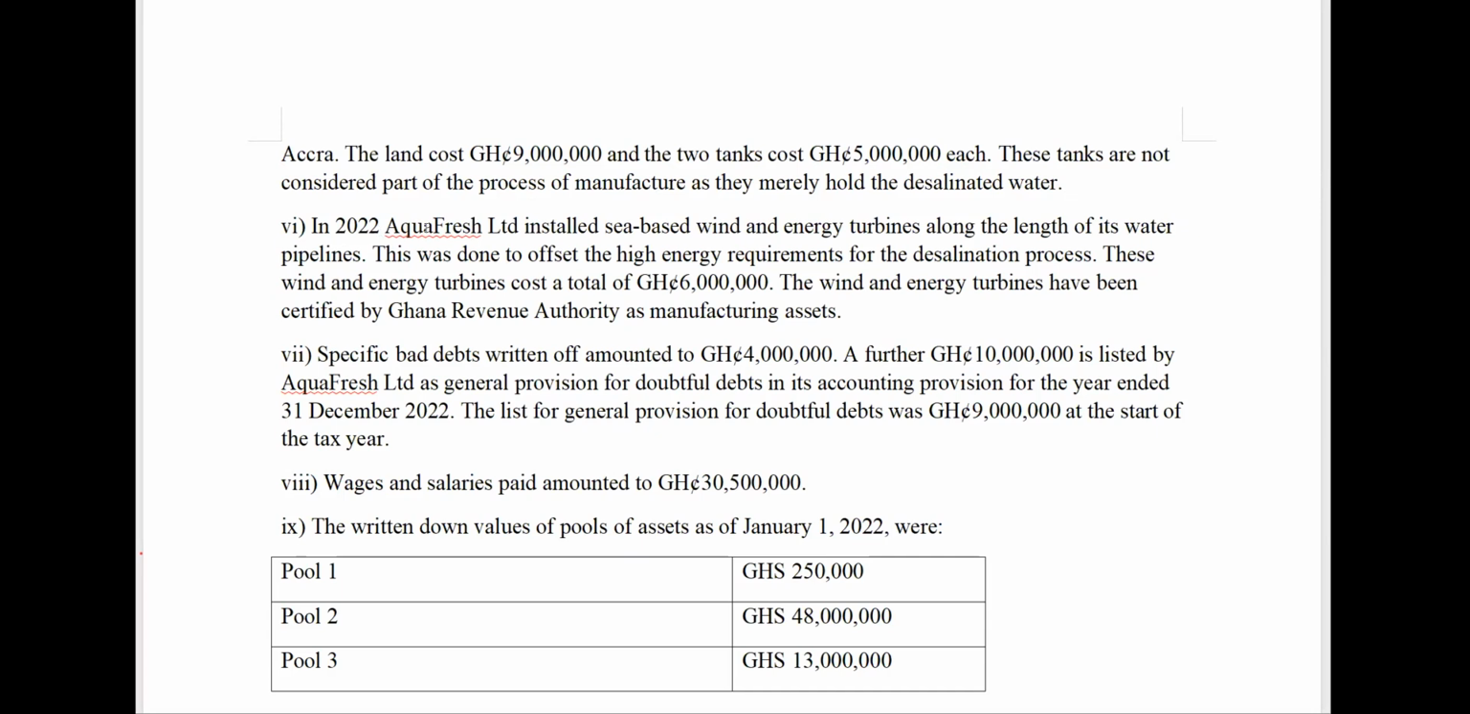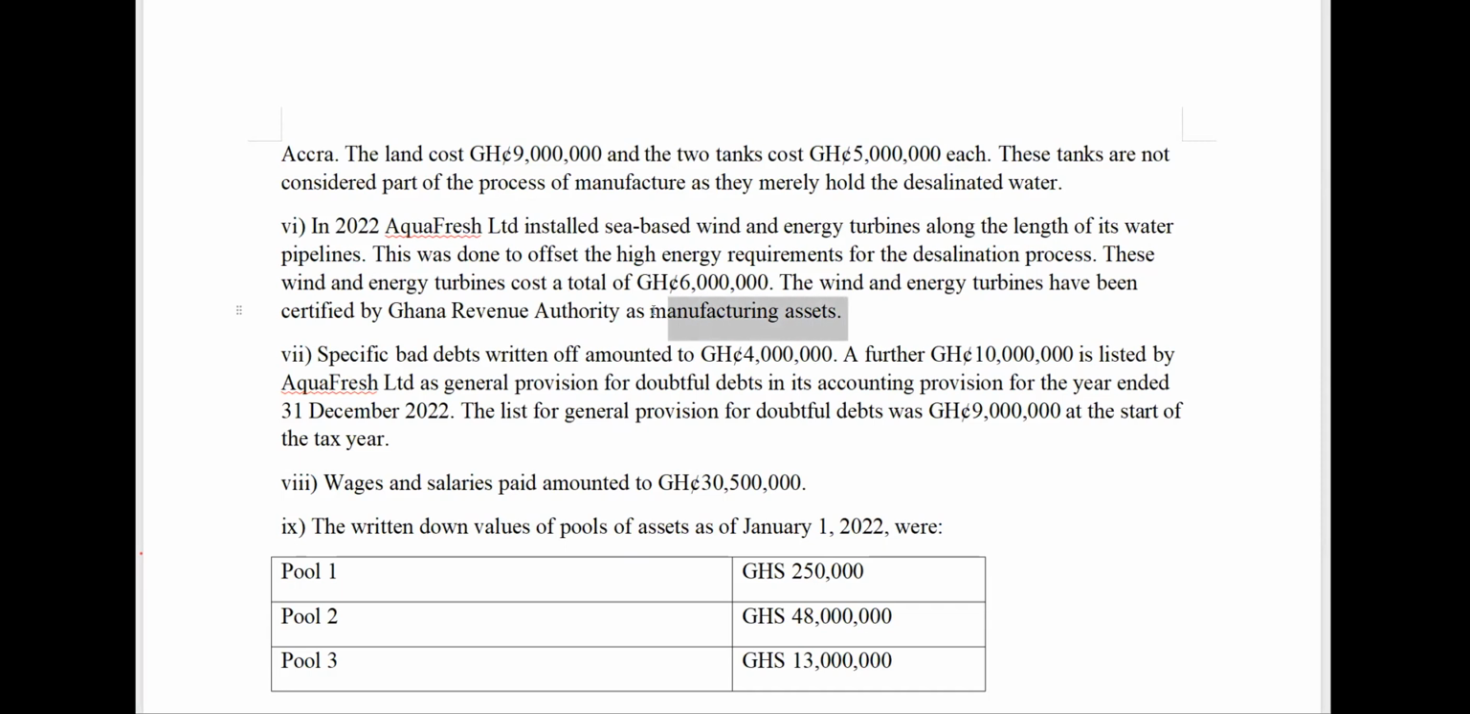In 2022, Aquafresh Limited installed sea-based wind and energy turbines along the length of its water pipelines. This was done to offset the high energy requirements for the desalination process. These wind and energy turbines cost a total of 6 million. The wind and energy turbines have been certified by the GRA as manufacturing asset.